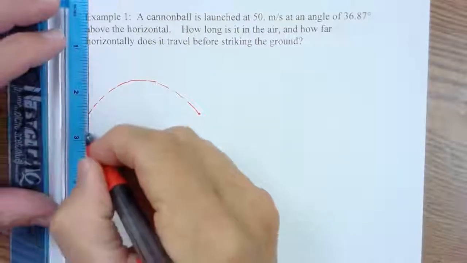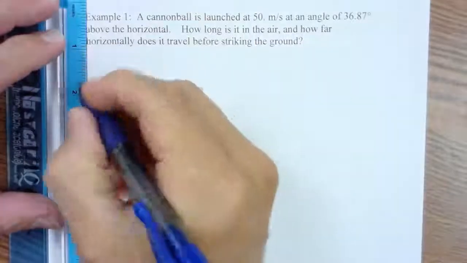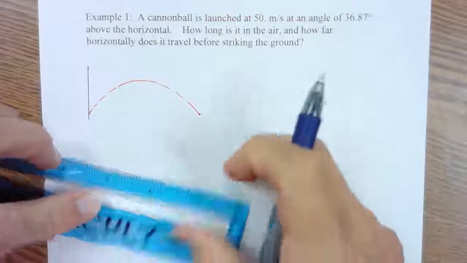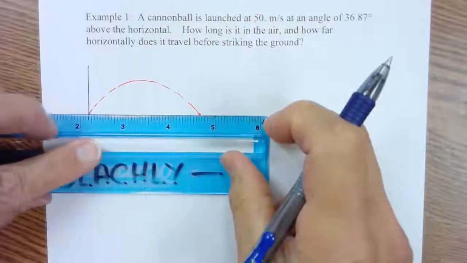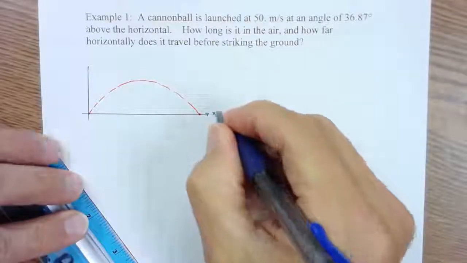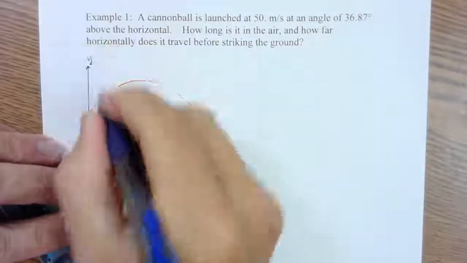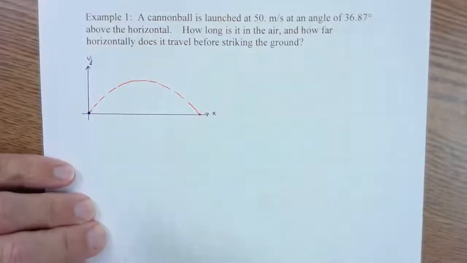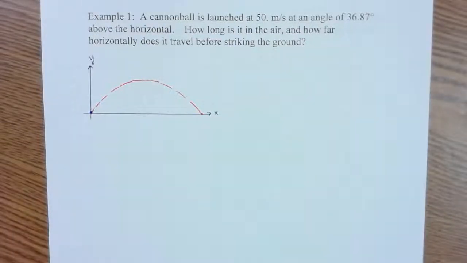And I'm going to introduce a coordinate system for my problem. I'm going to call this point right here where it's launched the origin. And so this is the x-axis, and this is the y-axis, and the starting point is the origin. And now I need to make my variable list. So this is the standard variable list. You guys are used to it by now.